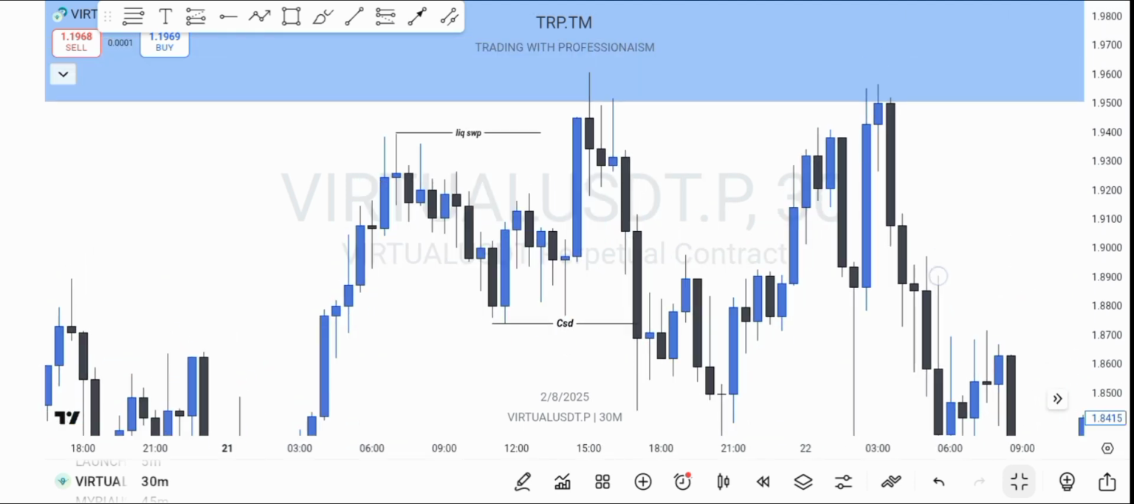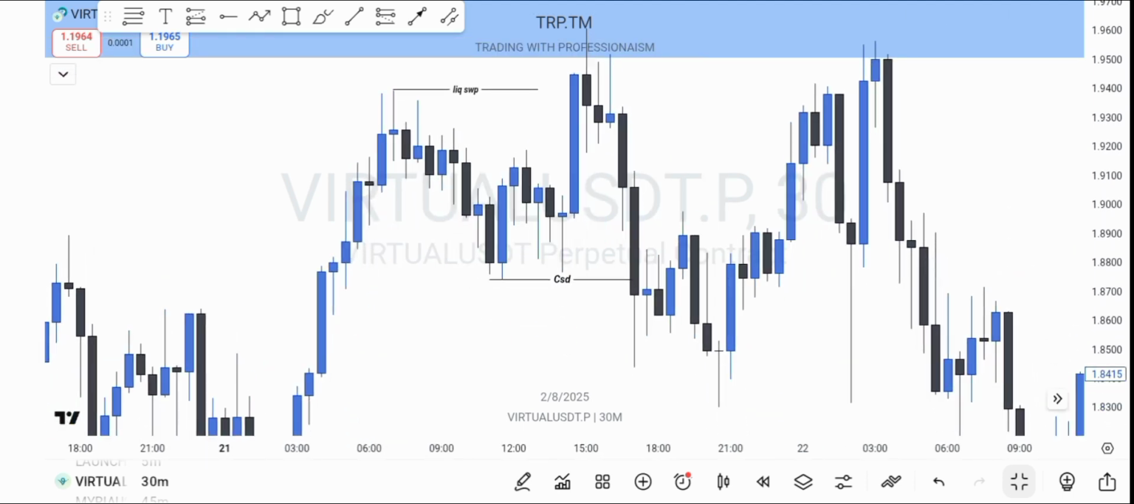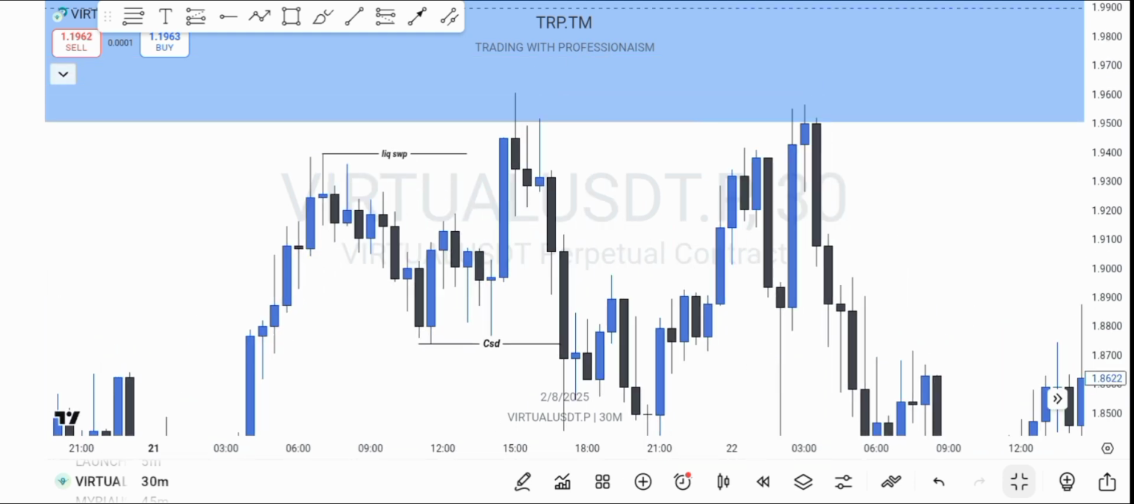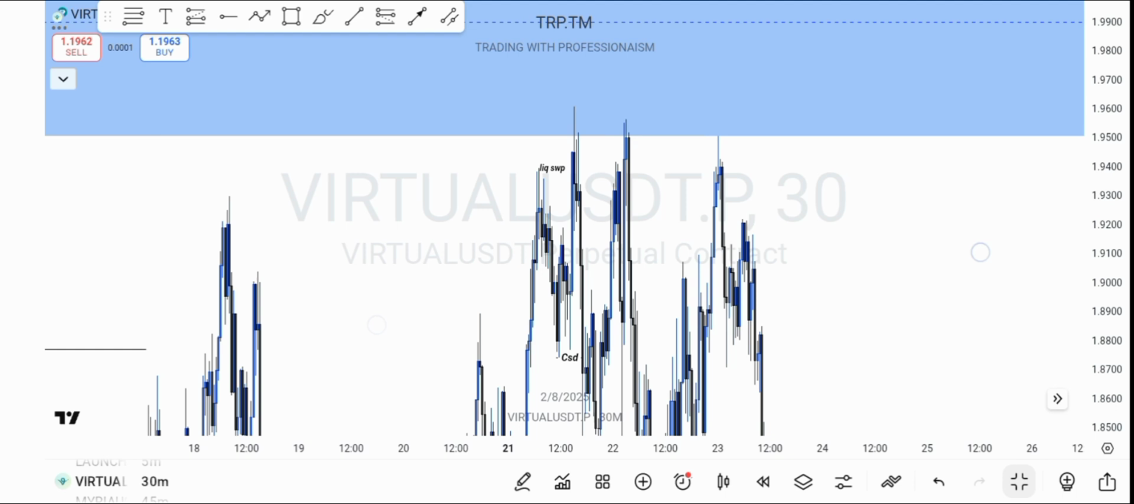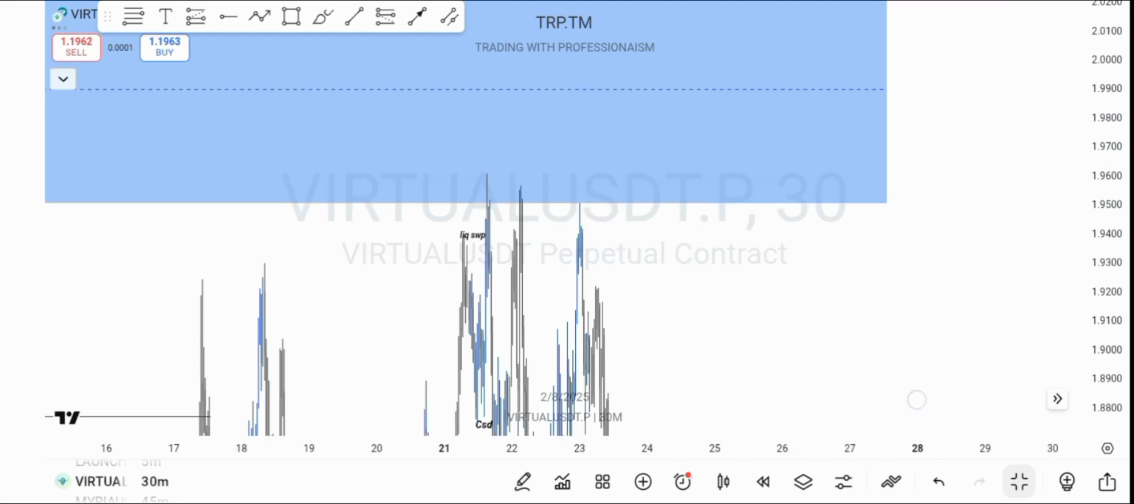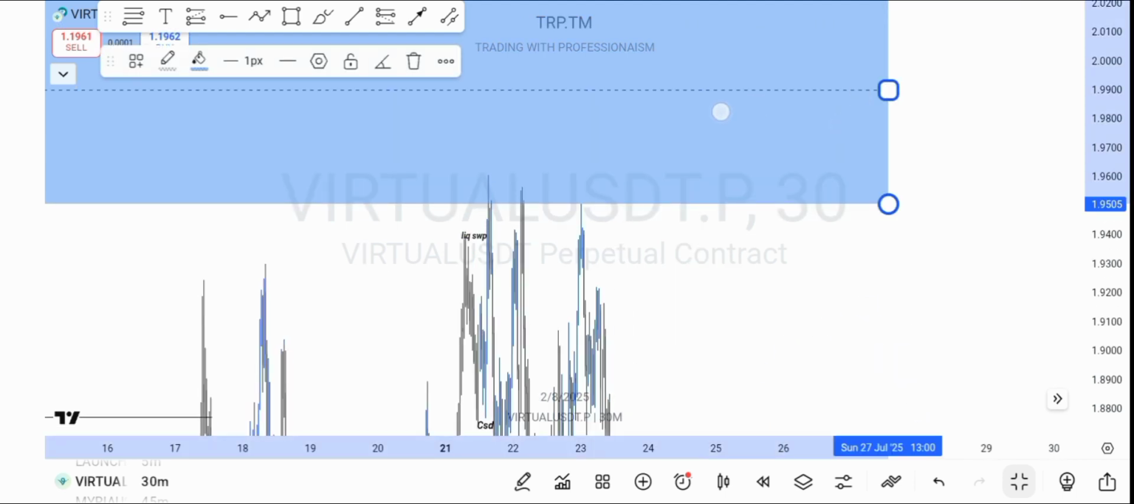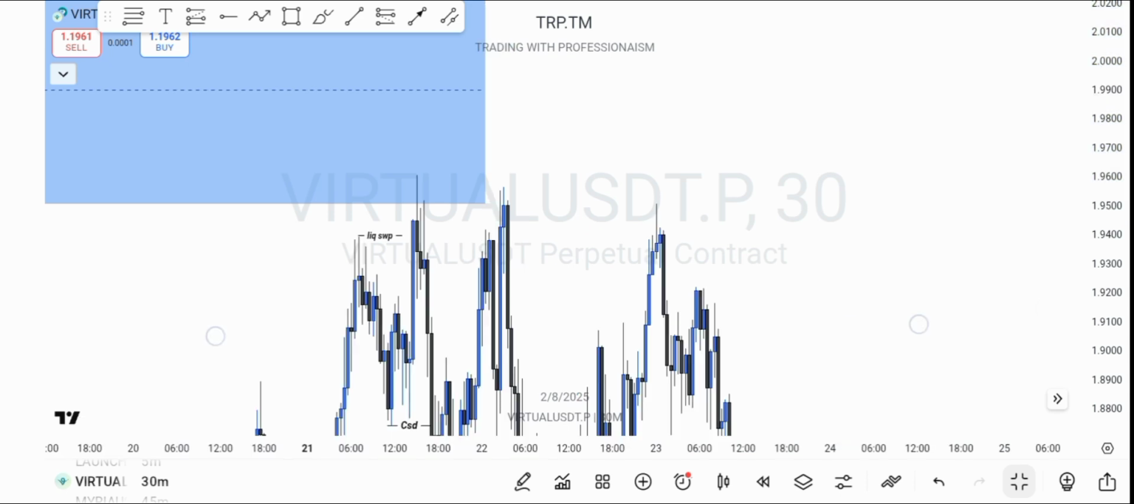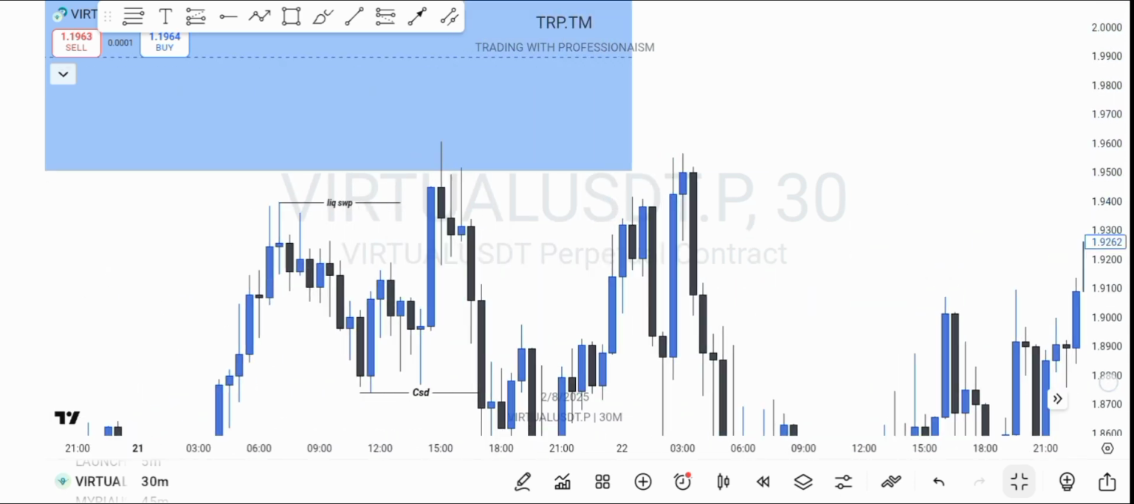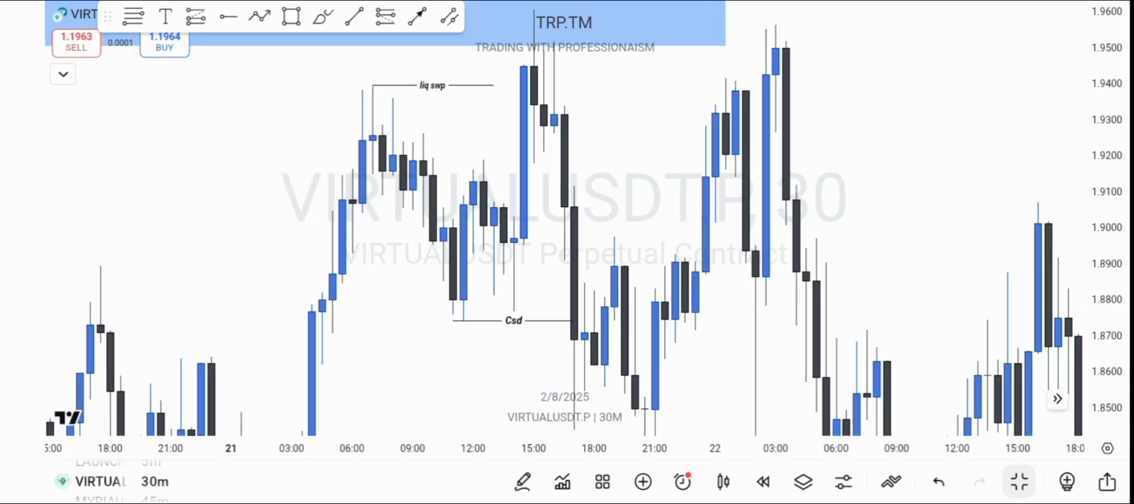So what do you wait for? Now there are three ways to enter from here. You can either use a breaker block, an order block, or a mitigation block. I can't teach that now, but I'll just show what I did. Let me reduce this so you can see. When you see that change of delivery, you can see the clear order block here.